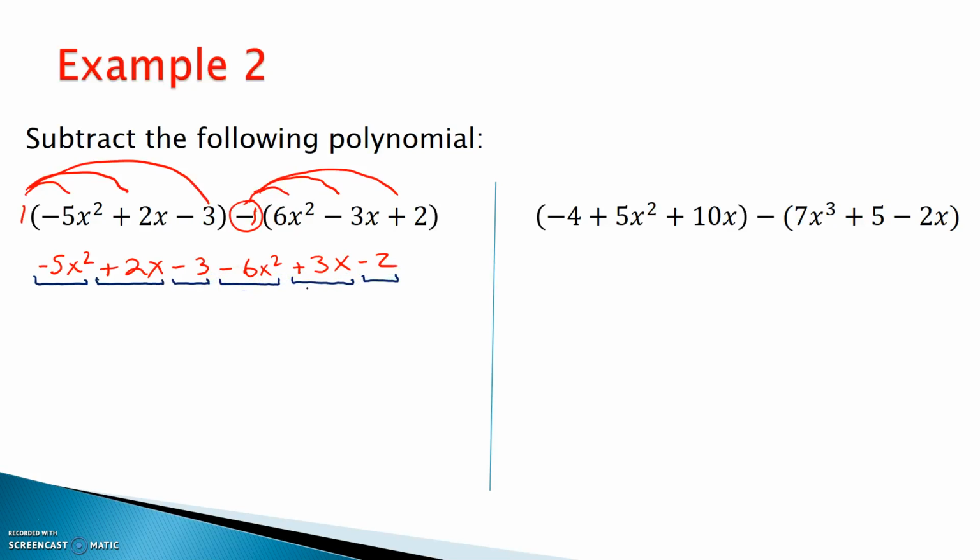A common mistake that people make is they accidentally forget to bring one of these guys down, or they might sometimes count one of these terms twice. So let's see. Let's start off with the highest degree. I have an x squared and I have an x squared. Again, it doesn't matter which one I throw in first.